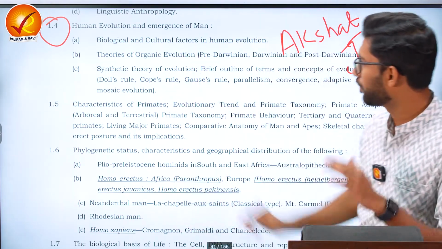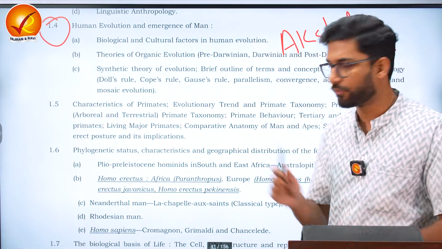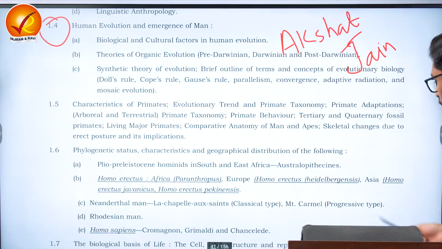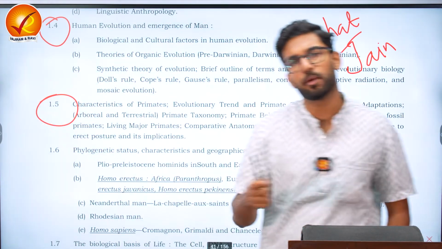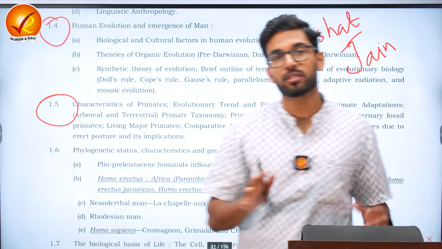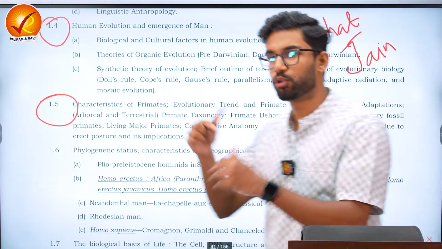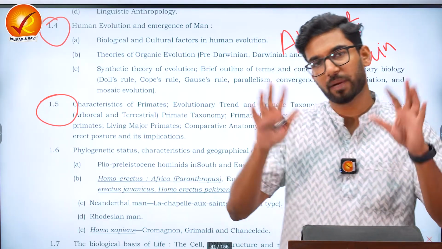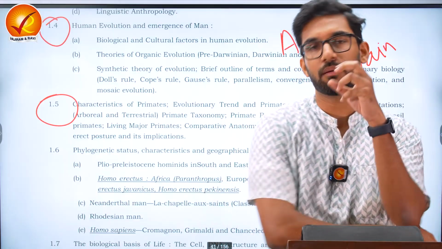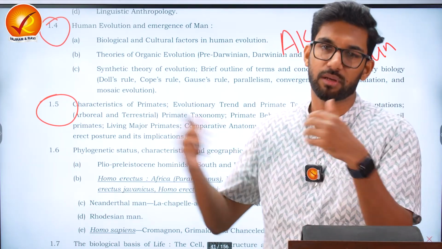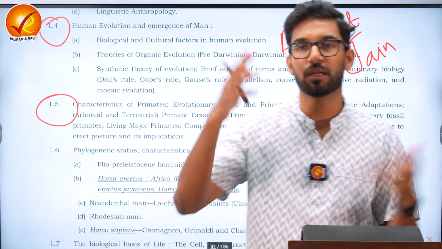But otherwise, a simple chapter, sir's book would be more or less fine for the chapter. Now, onwards to 1.5. So 1.4 talks about human evolution. 1.5 talks about primates. Primates are evolutionary cousins of human beings, or primates are the larger group of all of these organisms which we are really connected to.